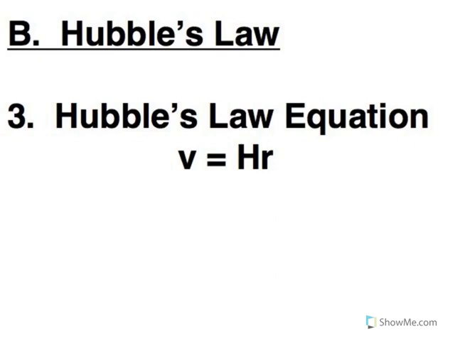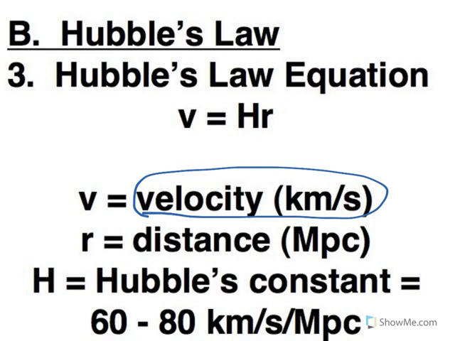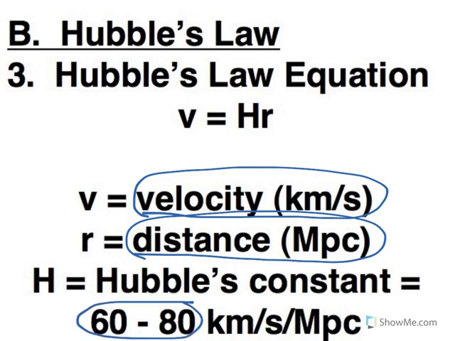So V equals HR. V is our velocity, so that's how fast the galaxy is moving. R is our distance, measured in megaparsecs, so millions of parsecs. Hubble's constant, that's not one number there, and that's because of the scatter in the data. This is essentially the slope of that line of the graph. And because there's scatter in the data, we don't have a real fix on the value of Hubble's constant yet.